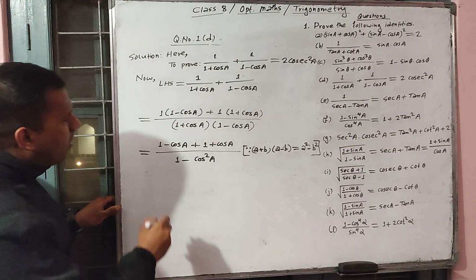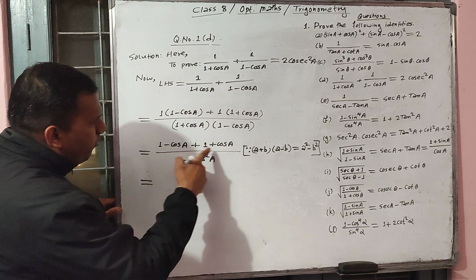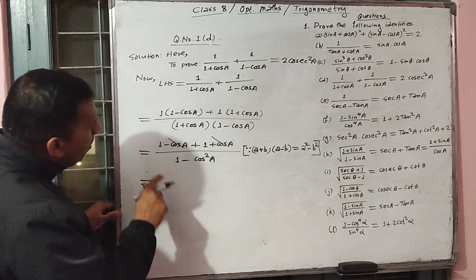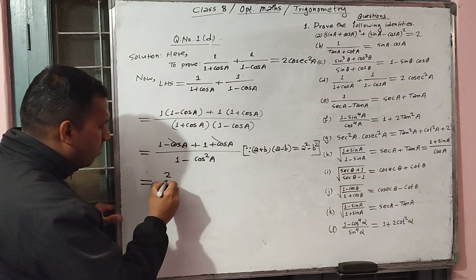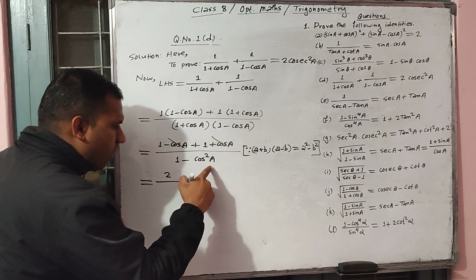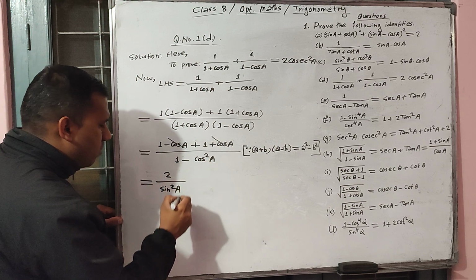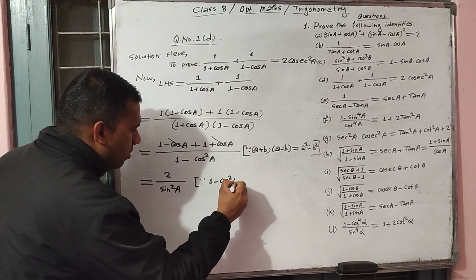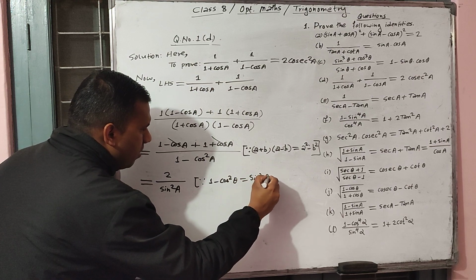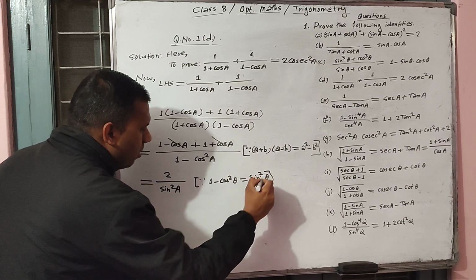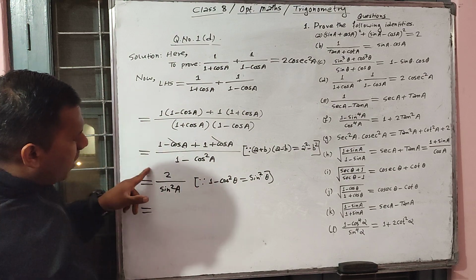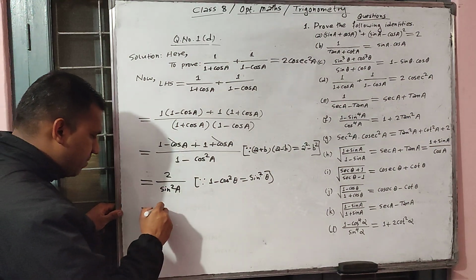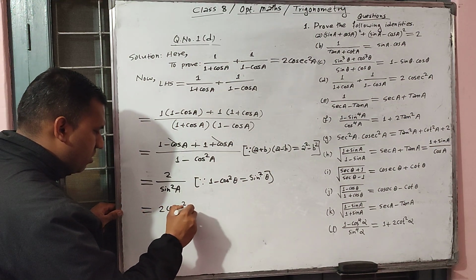Now next step, negative cos A and positive cos A both cancel each other, since one is negative and the other positive. So the remaining part is 1 plus 1, which makes 2 upon 1 minus cos square A, that is sin square A, because 1 minus cos square theta equals sin square theta. We know that. Then this equals 2 upon sin square A. The reciprocal of sin square is cosec square. So we can write 2 cosec square A.